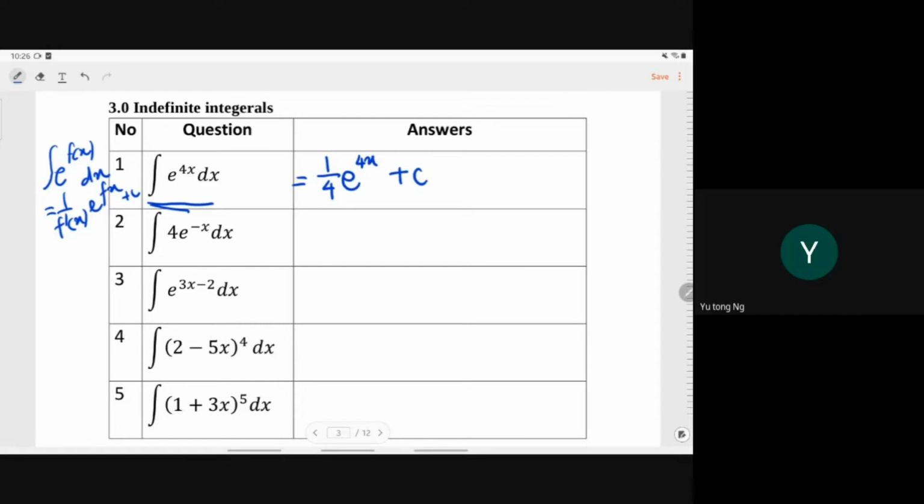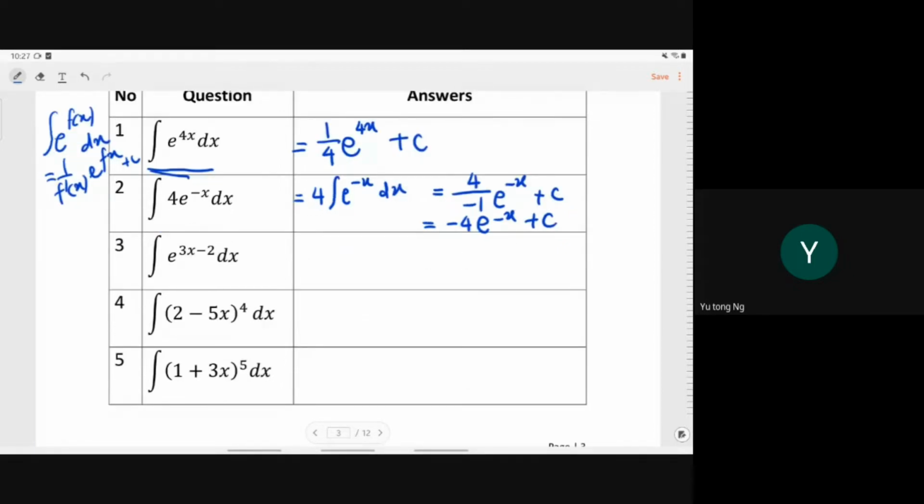Alright, so for question number 2, 4e to the power of negative x. We're going to take out the number 4 and then integrate e^(-x) dx, which is equivalent to 4 times, negative x when you differentiate is negative 1, e^(-x) plus c, which is negative 4 e^(-x) plus c.